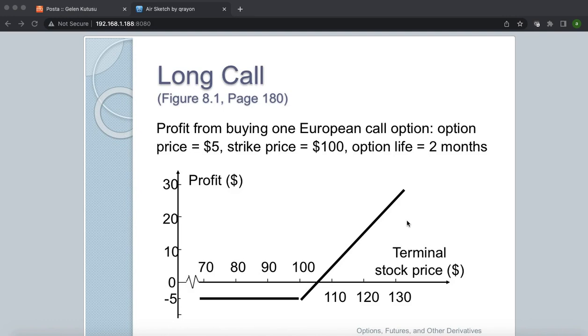Here we can see the profit and loss graphically. Assuming that we are buying a European call option, and the option price is, let's say, $5, the strike price is $100, and let's suppose the option life is 2 months to mature. In that case, first of all, we can draw this graph, and we should note that the strike price, which we will usually denote by K, is given as 100.